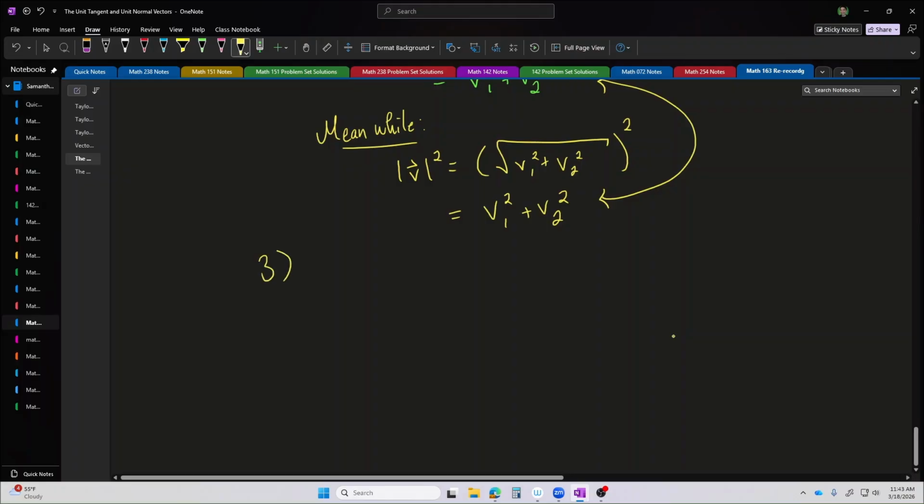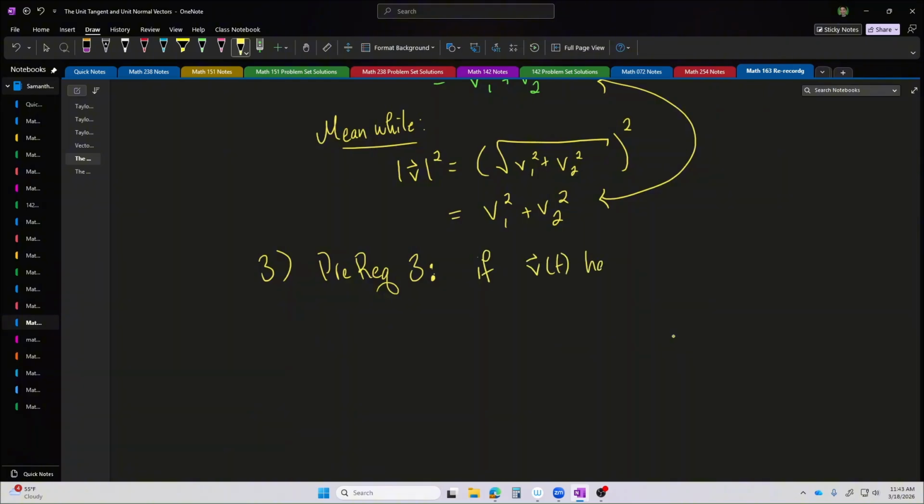The third and final result that I need to prove before explaining why the normal vector and the tangent vector are perpendicular is a general property of vector valued functions: if you have a vector valued function v of t and its length at all times is constant and unchanging, then v of t is perpendicular to its derivative.